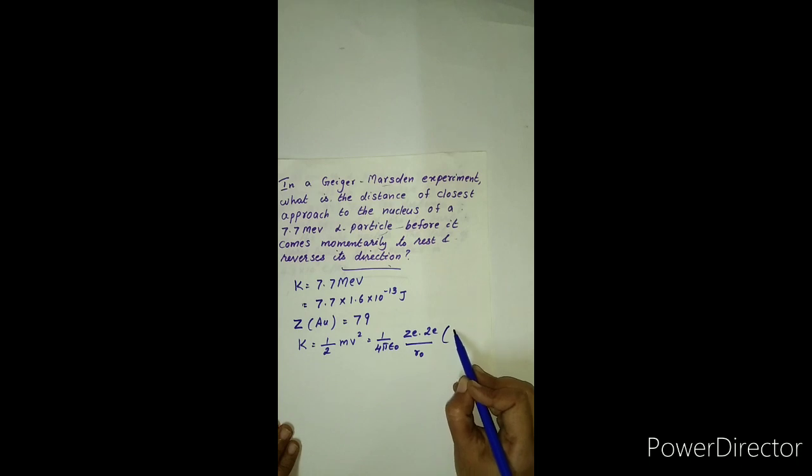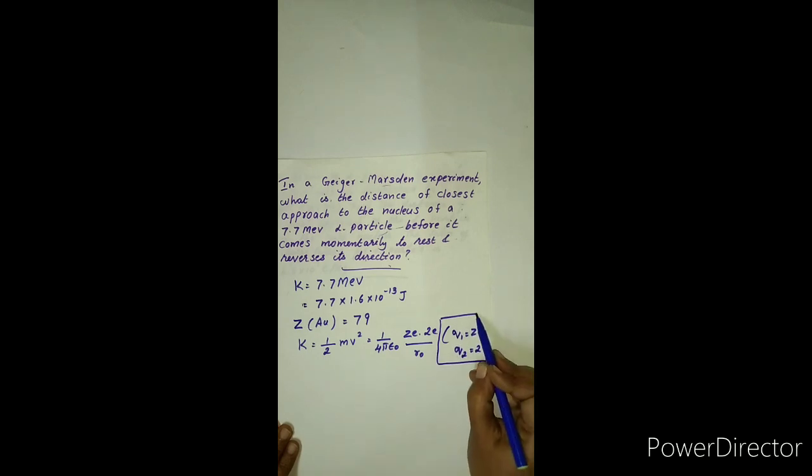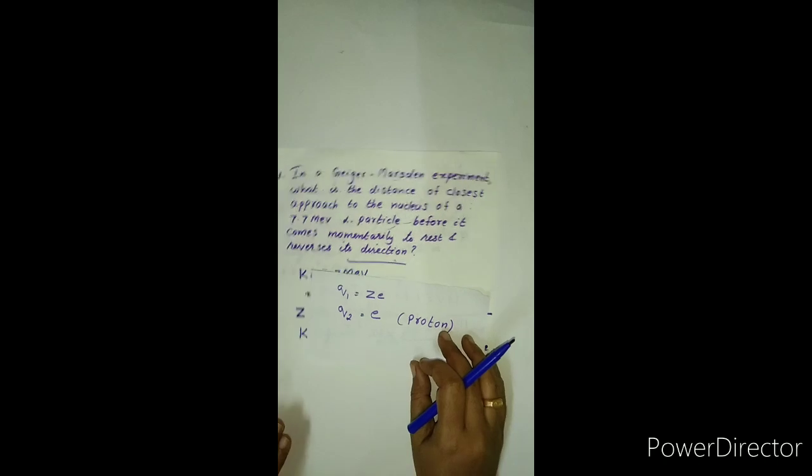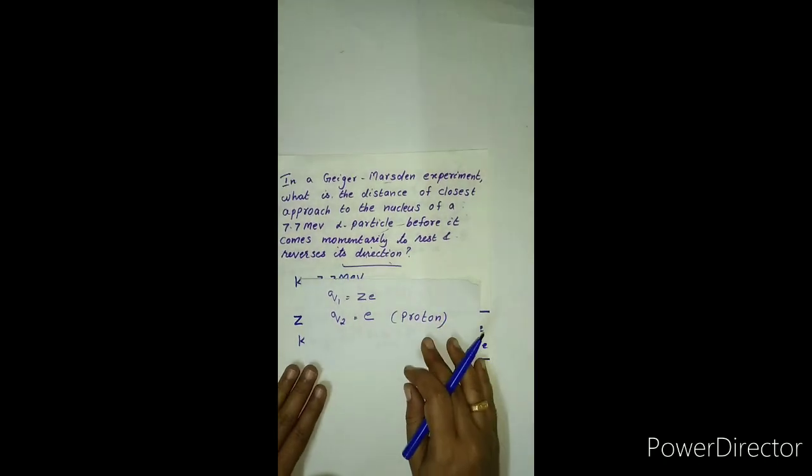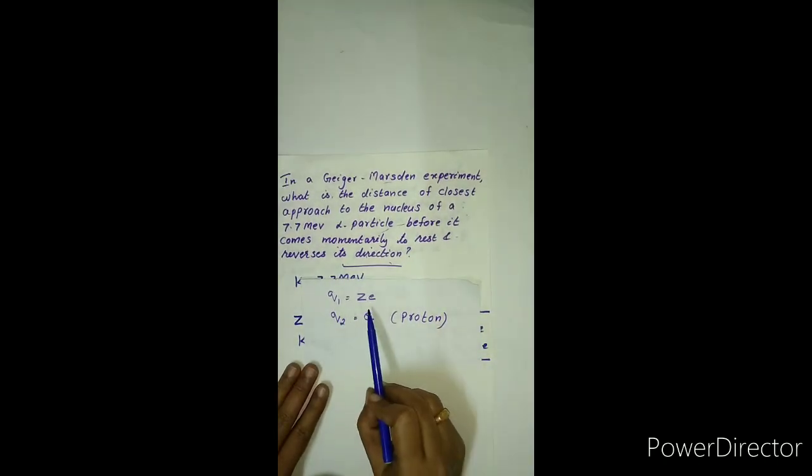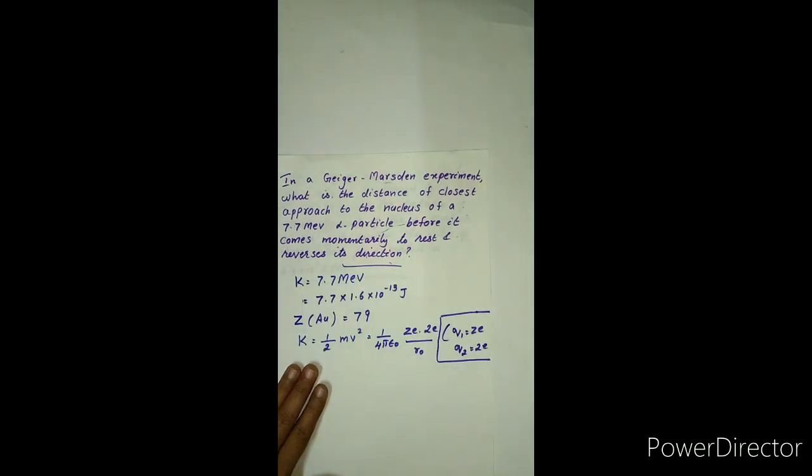So here Q1 equal to Ze and Q2 equal to 2e. So Q2 equal to 2e means it is the charge of the alpha particle. If a proton is incident on the gold nucleus, then Q1 equal to Ze and Q2 equal to e. Here the alpha particle is incident on the gold nucleus, so Q2 equal to 2e.